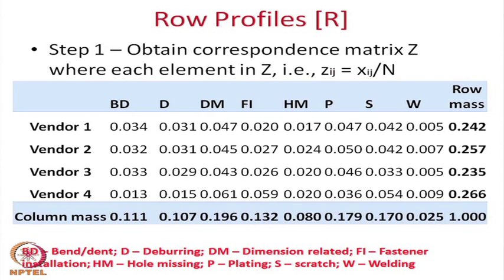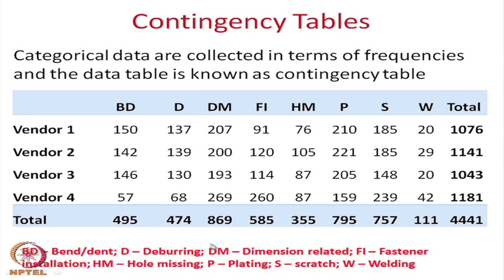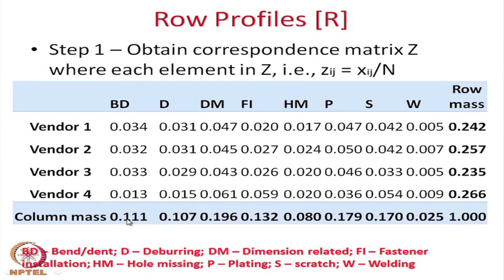In the first step, if you see the column mass, it is 495 divided by 4441, 474 divided by this. So, like this, that means the column total divided by the grand total. If you sum up the row masses, 0.242, 0.257, 0.235, 0.266, this will lead to 1. If you sum the column masses, this will also lead to 1.